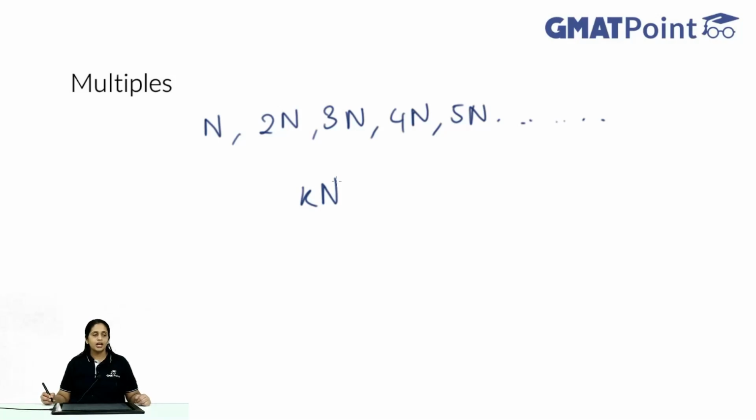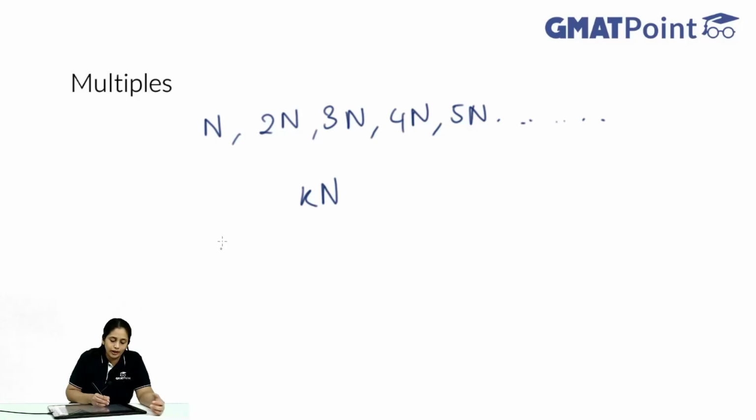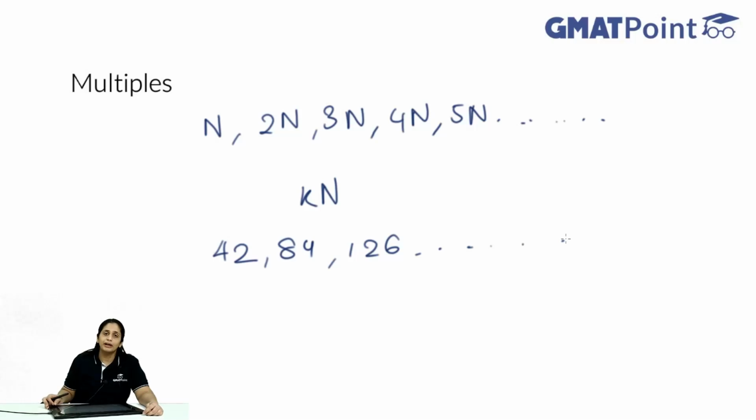So for example, if I consider 42 again, 42 is a multiple of 42, a number is a multiple of itself. Then 84 is a multiple of 42, 126 is a multiple of 42 and so on. All of these are multiples of 42. But remember, a number is a factor of itself, and a number is a multiple of itself. So the first multiple of 42 is 42. Okay, so all of these are examples of multiples.